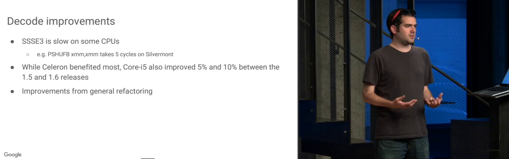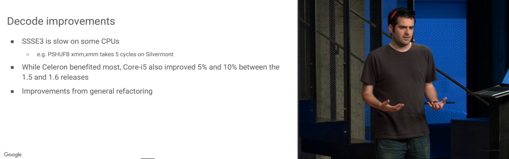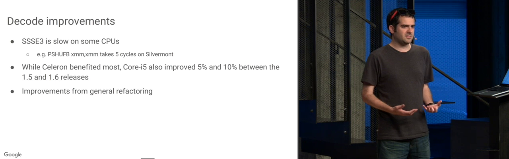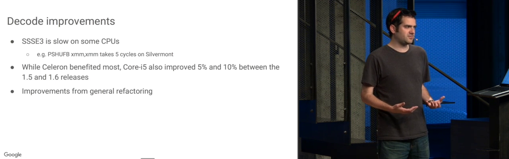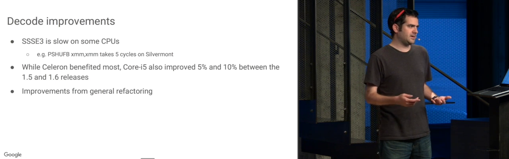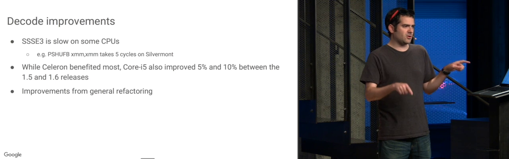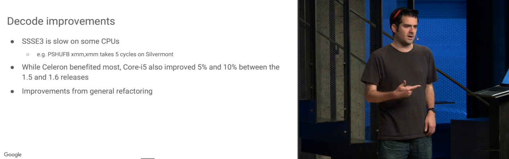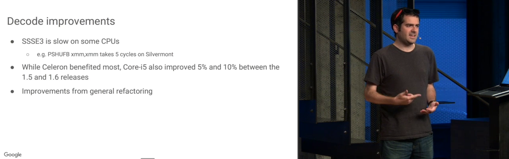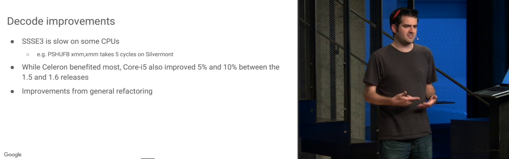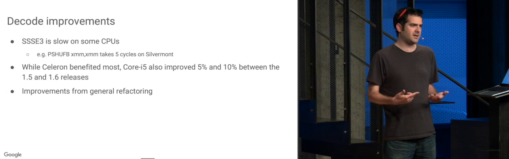So I mentioned we have some decode improvements. One big thing is that some of the supplemental SSE3 instructions are super slow on Intel's mobile chips. Like pshufb, it basically lets you rearrange all the bytes in your super wide vector, and it takes 5 cycles on Silvermont, which is one of the older Atom chipsets.